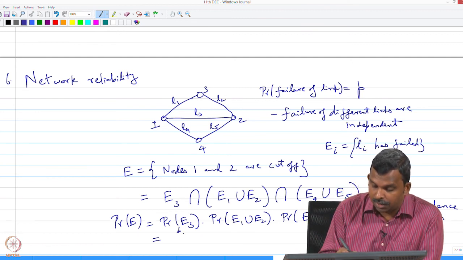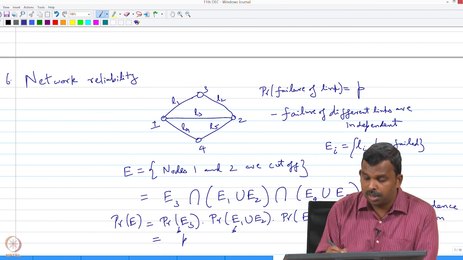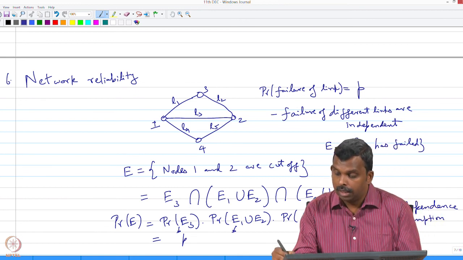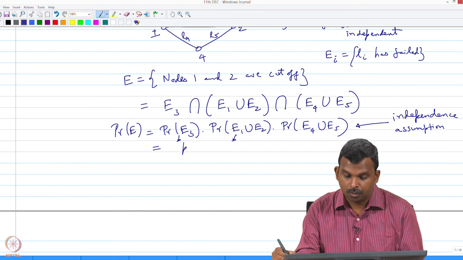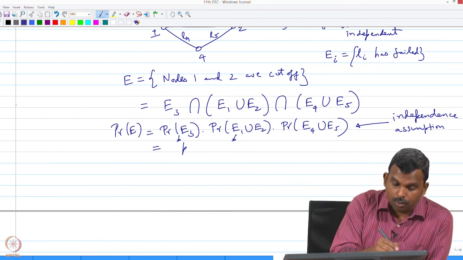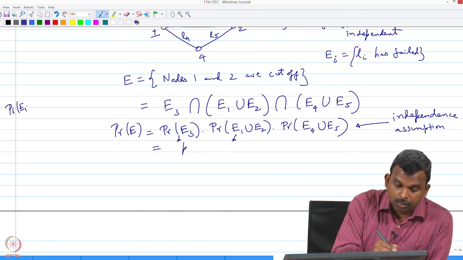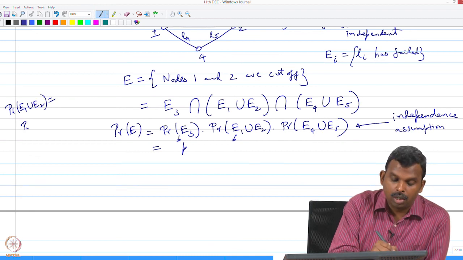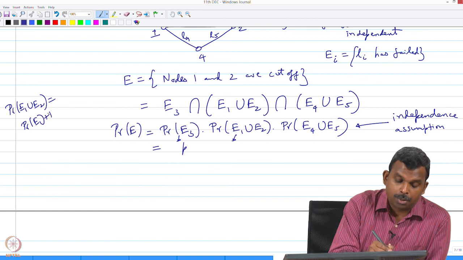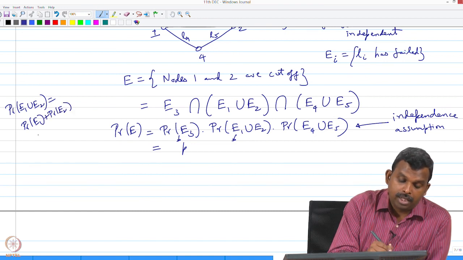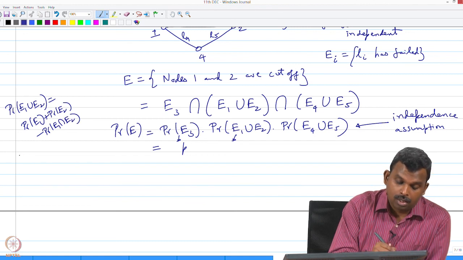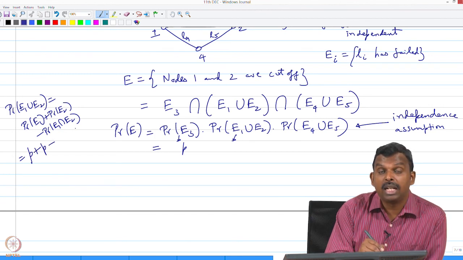So this probability is just P. What is the probability of E1 union E2? Let me again do that carefully here. Probability of E1 union E2 is actually, again I have to use this union rule, probability of E1 plus probability of E2 minus probability of E1 intersect E2. Now what is probability of E1? That is P. What is probability of E2? That is another P. What is probability of E1 intersect E2?